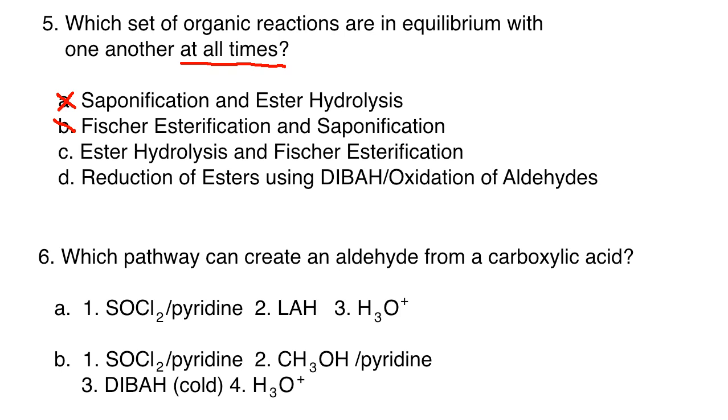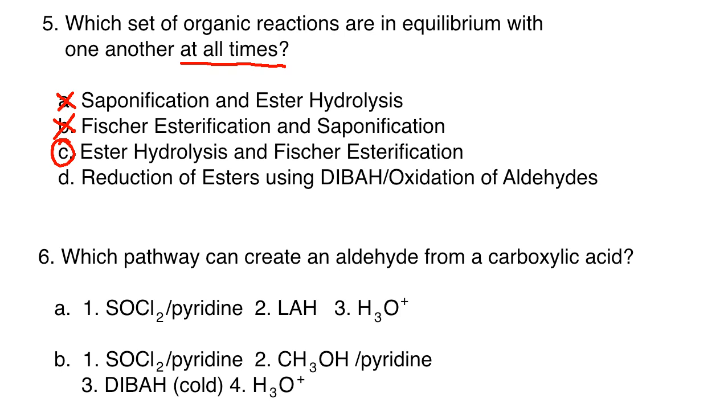Okay, the Fischer esterification and saponification. Well, this one's out because Fischer esterification and saponification are two ways that we can obtain an ester from a carboxylic acid, but they are not reversible reactions of one another. In fact, they're headed in the same direction, one of them using acidic conditions, one of them using basic conditions, but they are not in equilibrium with one another. Okay, ester hydrolysis and Fischer esterification. Yes, this is the correct answer.